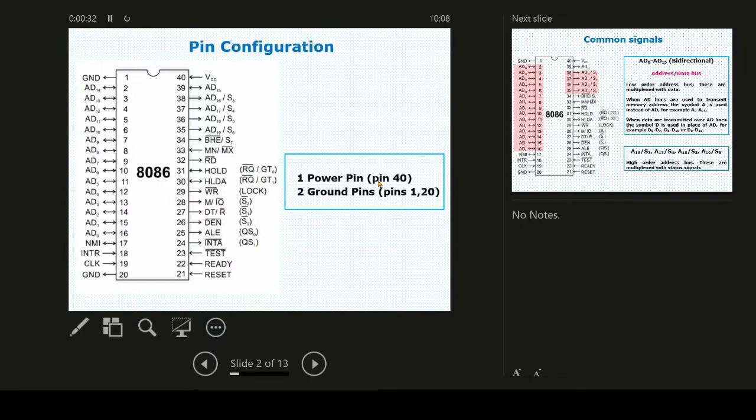As we have learned in the earlier class, the Intel 8086 microprocessor is the enhanced version of the Intel 8085 microprocessor, which was designed in 1976. It has a 16-bit configuration. In the pin configuration, as you can see from here, it has two ground pins at pin number 1 and 20, and it has a power supply of plus 5 volts at pin number 40.